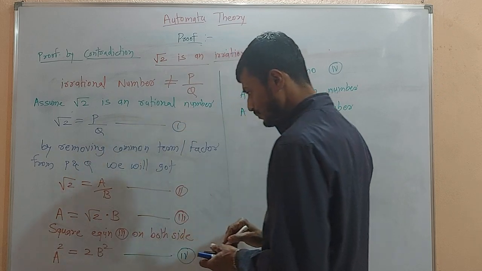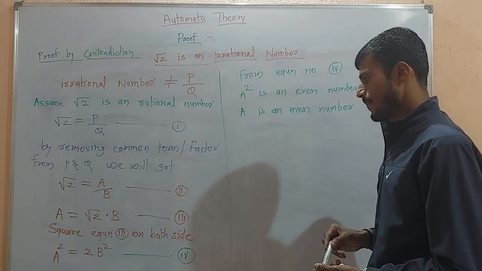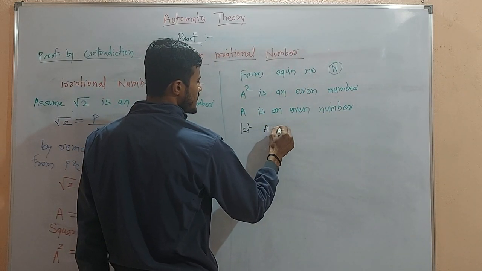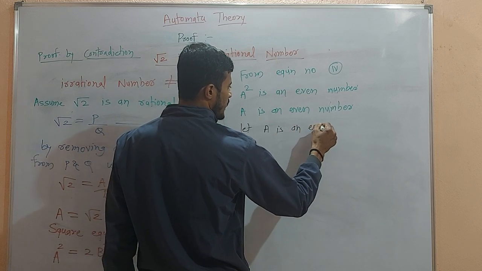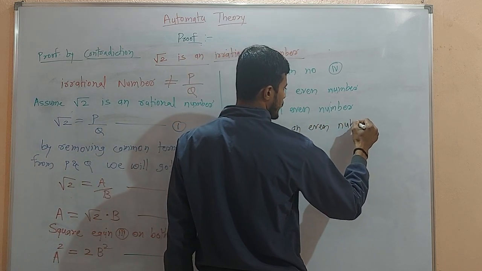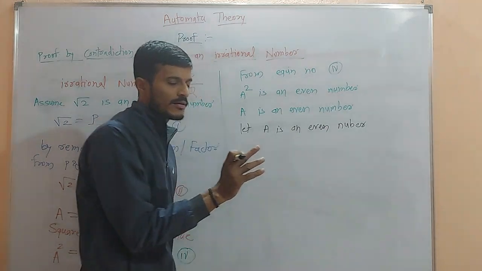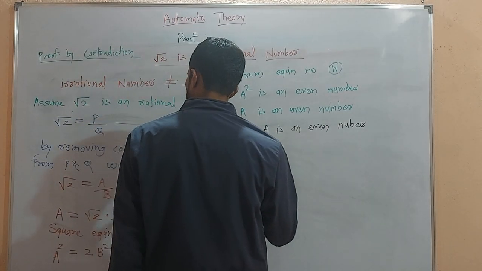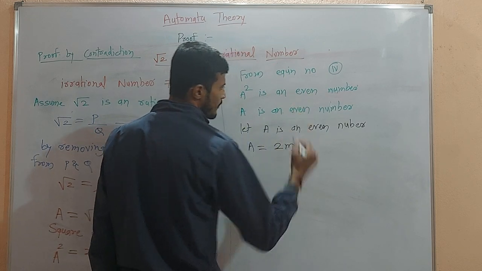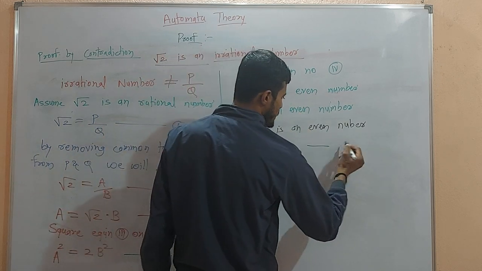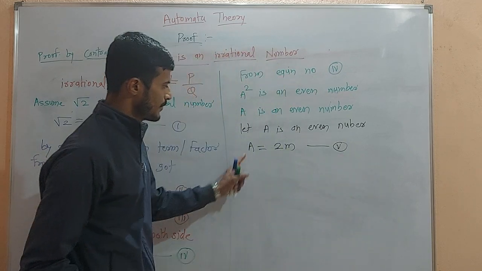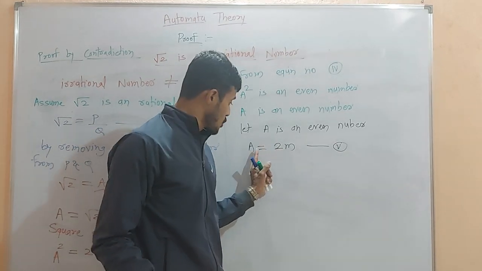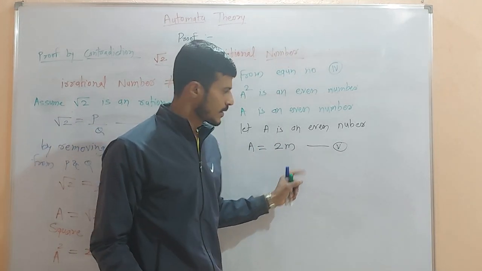Fine. Yes. Now what we have to do? Let a be an even number, meaning it has a multiplier of 2. So I can write a is equal to twice of m. Let us say this is equation number 5. As a is an even number, it should have a multiplier of 2. So a is equal to twice of m.